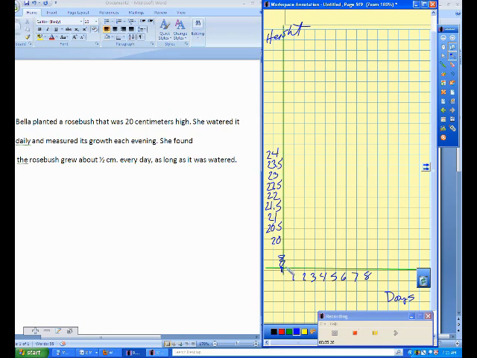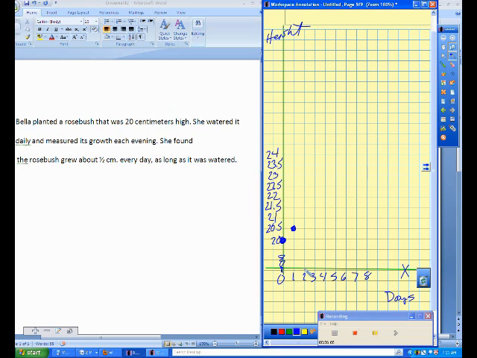So day 0, absolutely no time has passed. It has just now been planted. So 0 over here on my x-axis for my number of days. I'm going to go up to 20 centimeters because on day 0, it hasn't had a chance to grow yet. It starts out as 20 centimeters high. After day 1, it's now going to be 20.5 if it grows by a half of a centimeter each day.